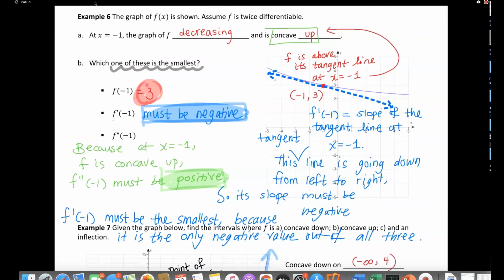Does that make sense? But we won't be able to tell which one is the greatest, I don't think, because we would need to actually know the concavity, since +3 and +3 and just knowing that a number is positive is not going to be enough for us to tell which is the greatest. But we were able to tell which one of these is the smallest because out of 3 numbers, only one of them was a negative number. So that was an interesting problem.